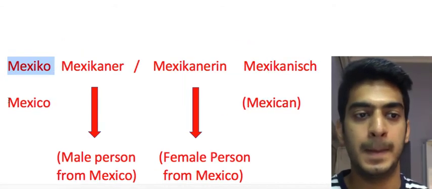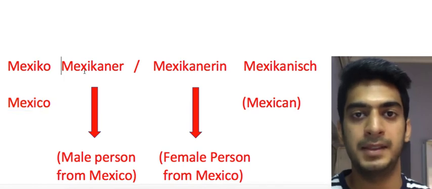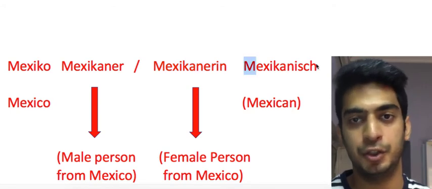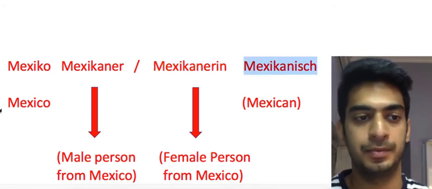Mexiko, Mexico. Mexikaner, male person. Mexikanerin, female person. Mexikanisch, Mexican language.